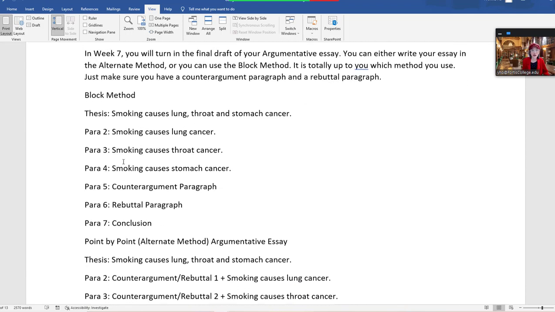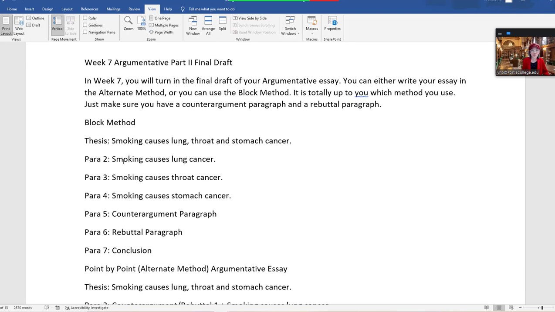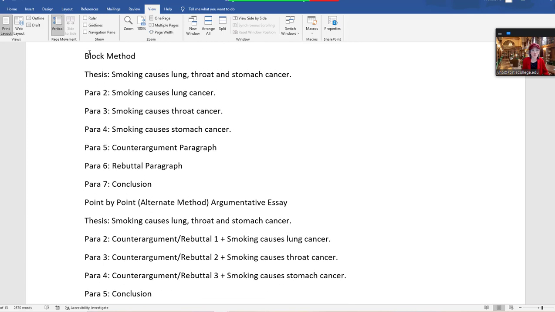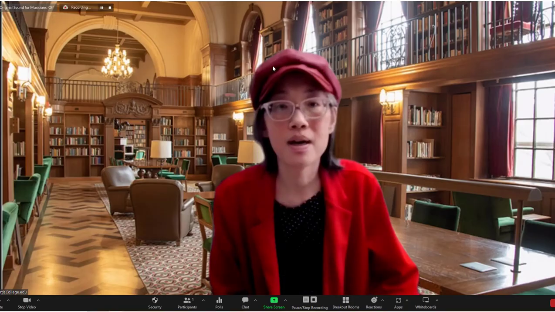And then I will go over your week 7. You're going to hand in your final draft of part 2, where you're going to put in the block method, where you're going to write your counter argument and rebuttal into your final draft. And it's just like what you did in English 101. I will give you a template to follow, and for part 1, I will give you template feedback on what you can fix. And then in week 7 part 2, you simply put in whatever feedback you have to fix for your final draft.